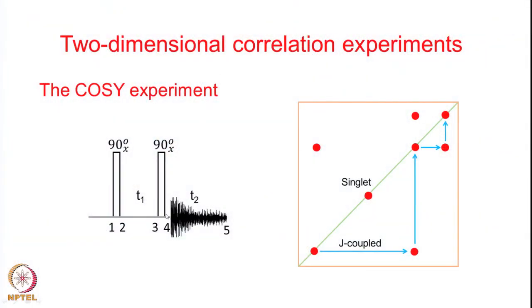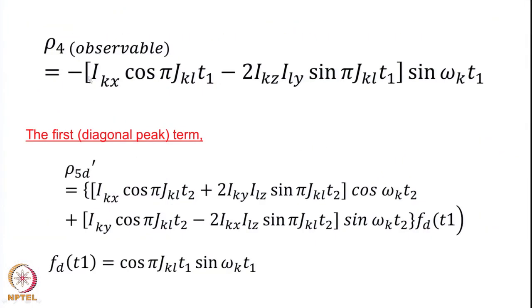We started looking at the theory of this: how these diagonal peaks arise, how the cross peaks arise, and what their structures are. We did part of that in the last class. We calculated the density operator at different time points, and then arrived at point 4, and that density operator is called rho 4. It had two parts, one non-observable and the other observable. The non-observable part we have just ignored here, and only the observable part is written here.